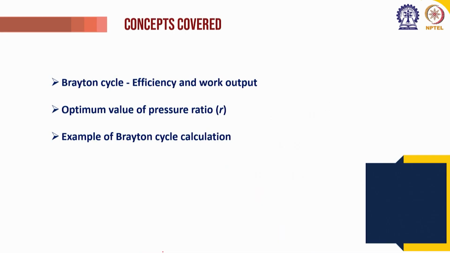Okay. So, in today's lecture we are going to revise the concept of Brayton cycle efficiency and work output. Then we will try to find whether there is an optimum value of the pressure ratio which gives us the maximum work output, and then we will try to solve an exercise problem which showcases the Brayton cycle calculations.